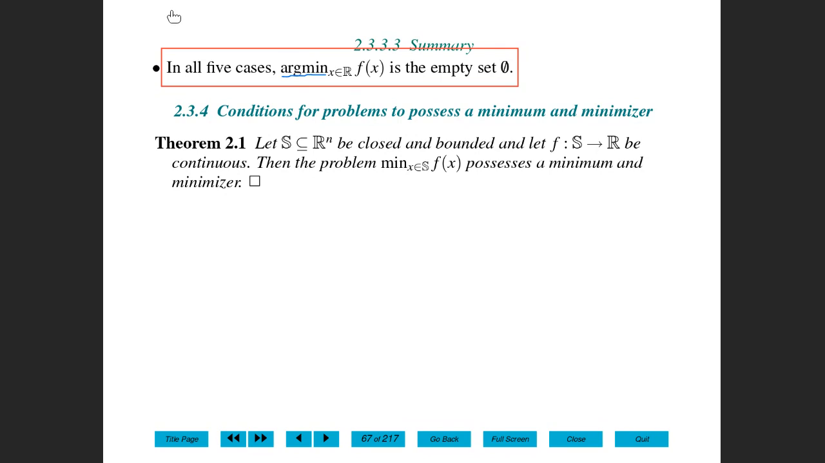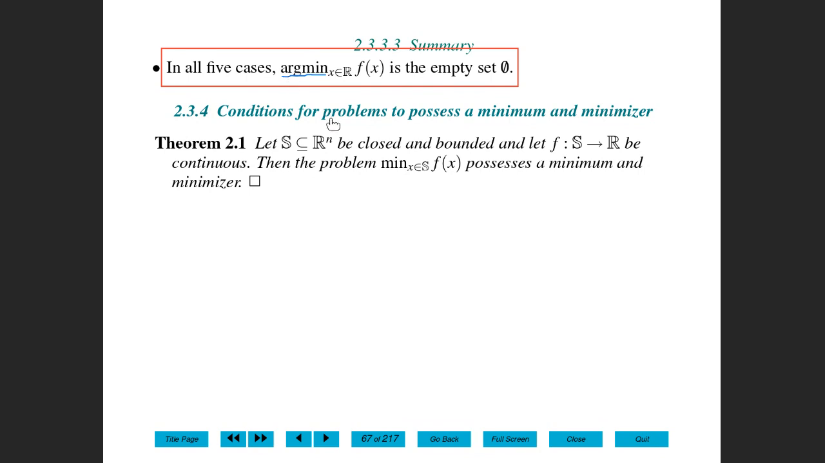So for all the problems, if you look at the minimizer, it was not there. And if there is no minimizer, obviously there is no minimum. So you can say that we can't find the minimum, and we can't find the minimizer. So arg min just means that we are talking about the point which will give us the minimum.